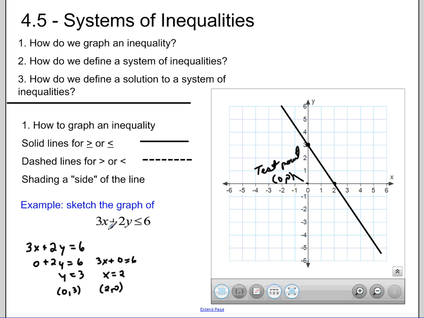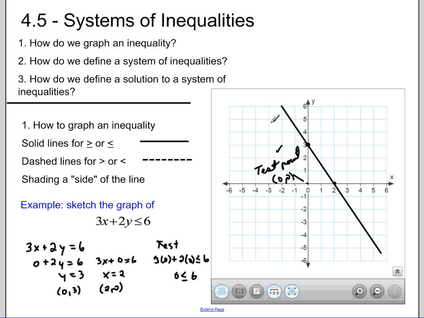If we substitute in x equals 0 and y equals 0, does it make this inequality true? Well, the answer is yes. If we actually test this, the point 0, 0, 3 times 0 plus 2 times 0 would certainly be less than 6. So it certainly satisfies that inequality. Now, if you were to check another point on the other side, let's say the point 2, 2, 3 times 2 plus 2 times 2 would not be less than 6.